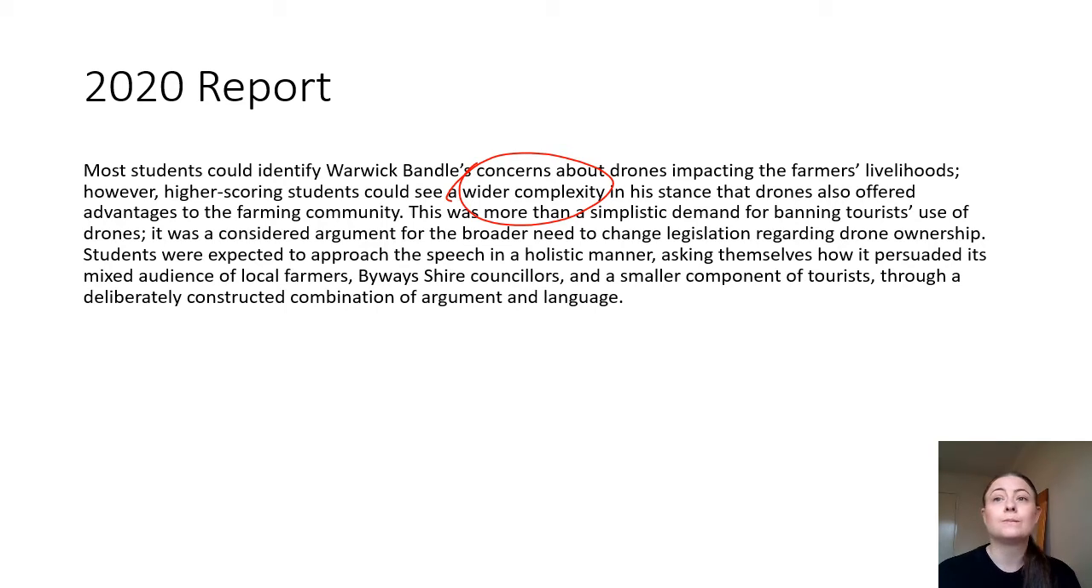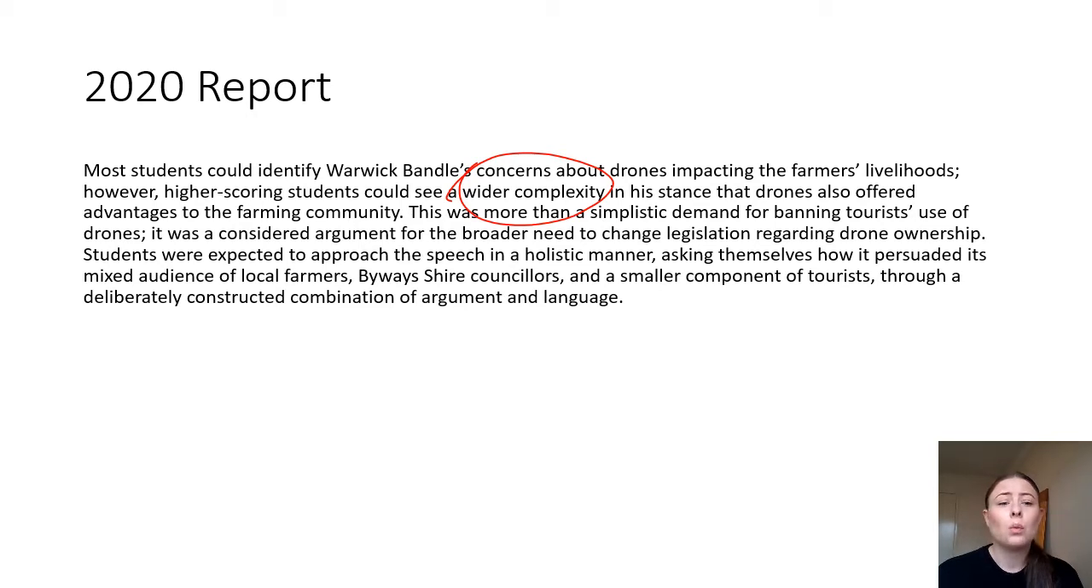So a student who said Bandle aggressively attacks drones and calls for them to be banned hasn't got the contention quite right. If we read on, it said that this was not a simplistic demand for banning tourist use of drones. It was a considered argument for the broader need to change legislation regarding drone ownership. Students were expected to approach the speech in a holistic manner, asking themselves how to persuade its mixed audience of local farmers, Byway Shire councillors, and a small component of tourists through a deliberately constructed combination of argument and language.